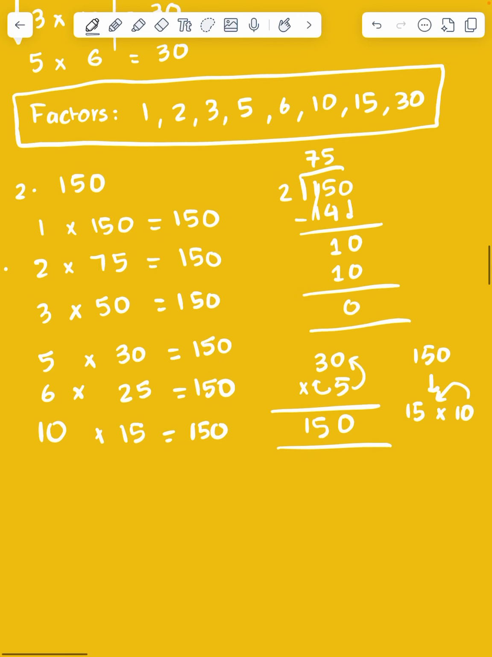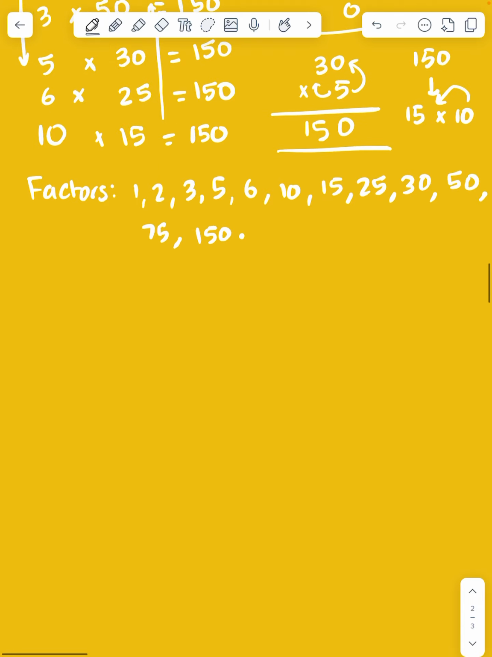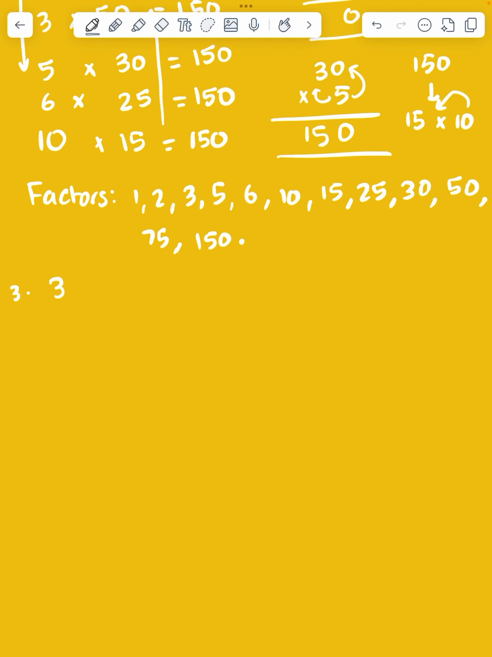So again, thinking of your factors, go down the line, 1, 2, 3, 5, 6, and 10, and then go up the line, 15, 25, 30, 50, 75, and 150. And that right there are your factors for 150. Another example, let's say you're asked what are the factors for 37.